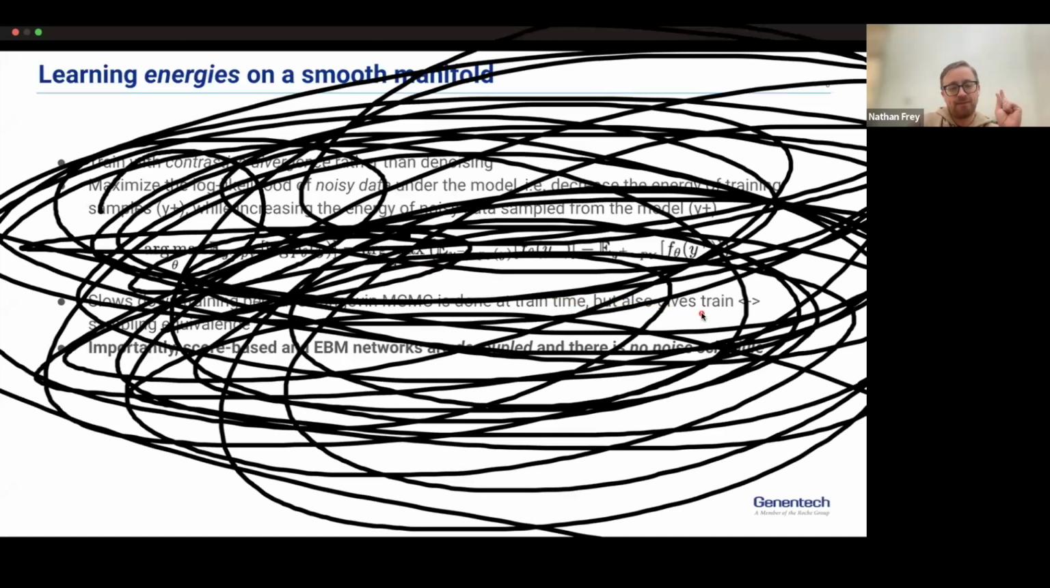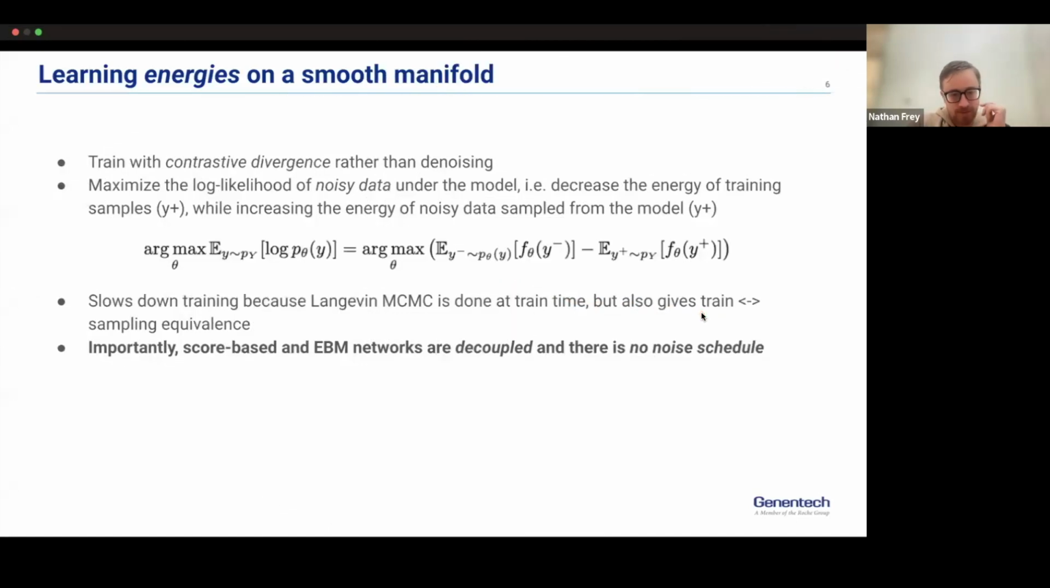But one thing that is really interesting about this is, for an EBM, training on this not smooth manifold of discrete data is extremely brittle. It's very, very hard to train an EBM on that data, and it's very hard to get good samples from it.